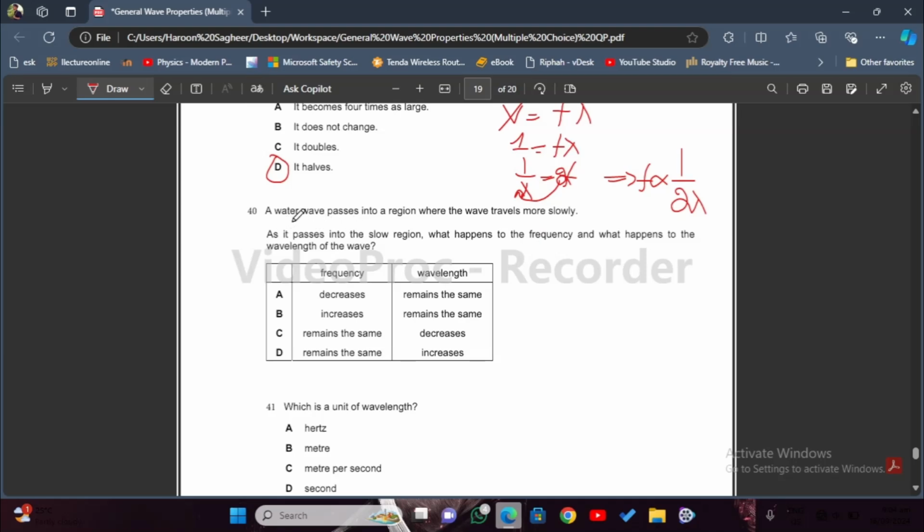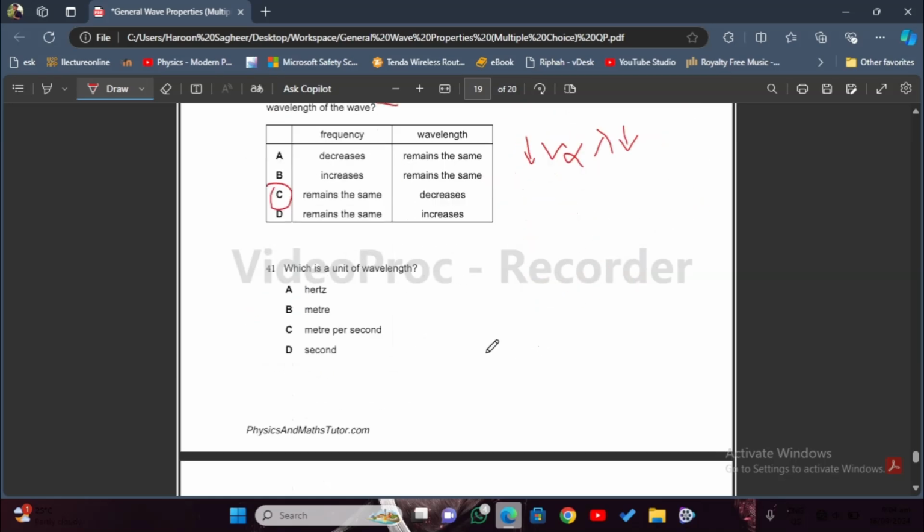Now in question number 40, a water wave passes into a region where the wave travels more slowly. So it is a shallow region. As it passes into the slow region, what happens to the frequency? Well, frequency remains the same because the source is not changing. And what happens to the wavelength of the wave? Well, speed and wavelength are directly proportional, so if speed is decreasing, so would the wavelength. So frequency remains the same and wavelength decreases.